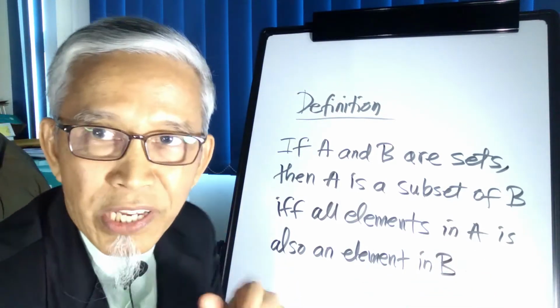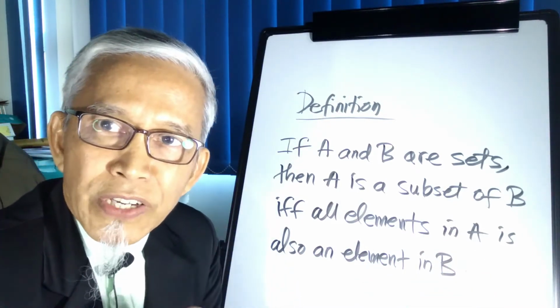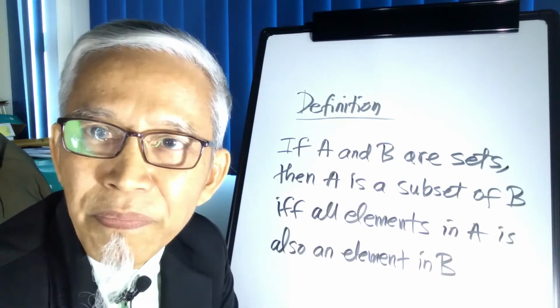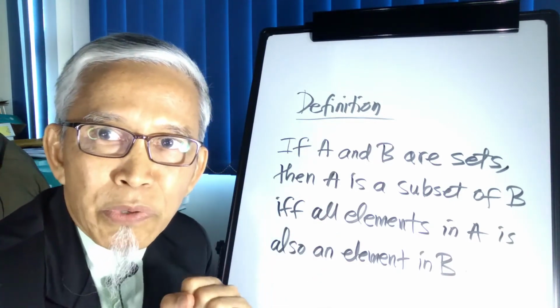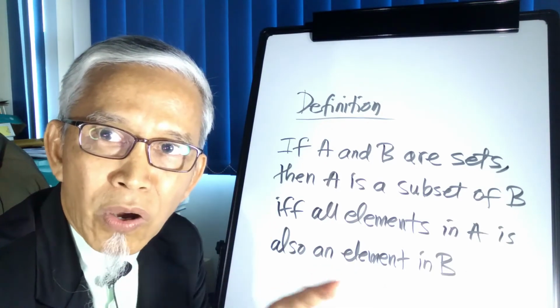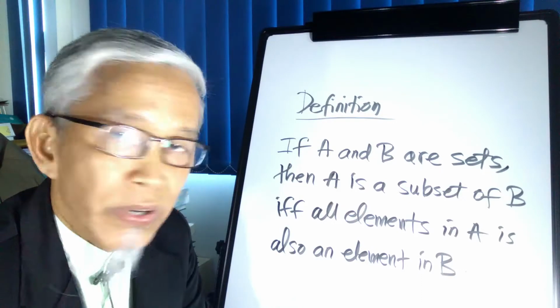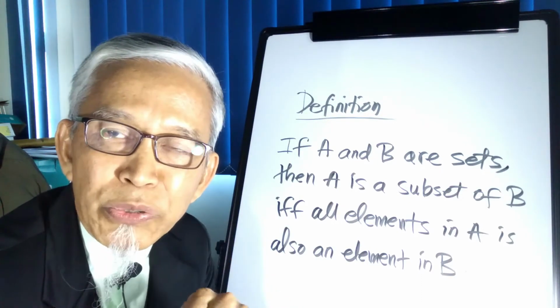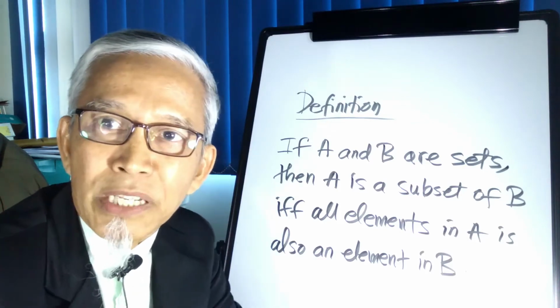Okay, that's what we have to check. In order for us to be able to say that A is a subset of B, what we have to do is we have to check all elements in A, whether all of them also appear in set B. If we find out that is true, then we say that A is a subset of B.